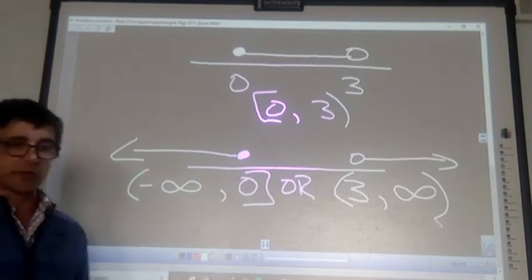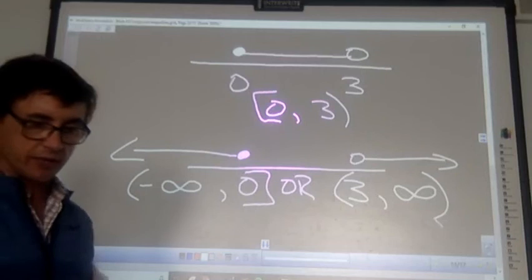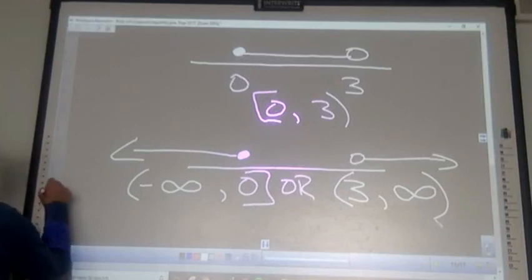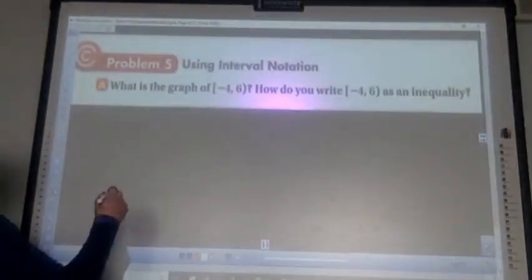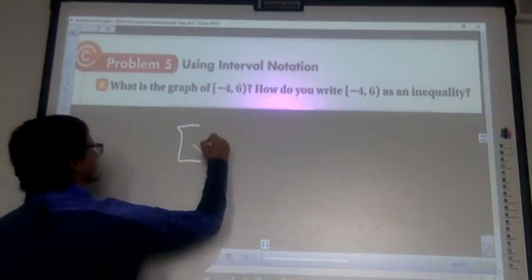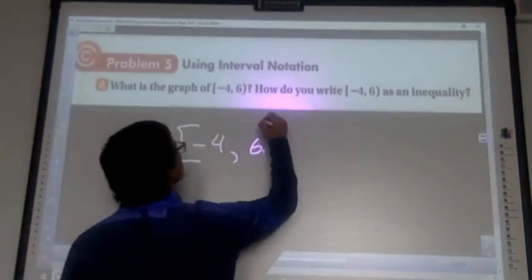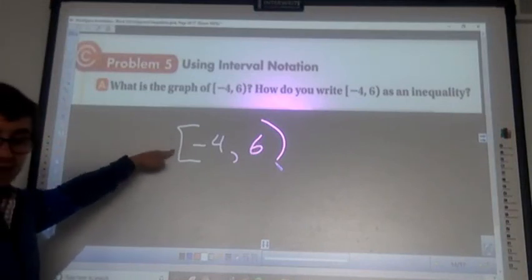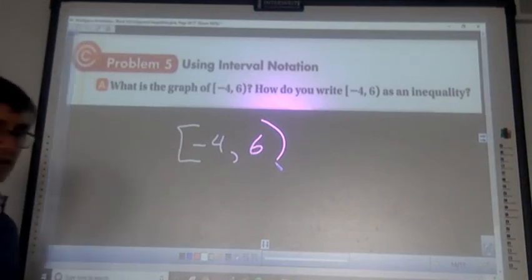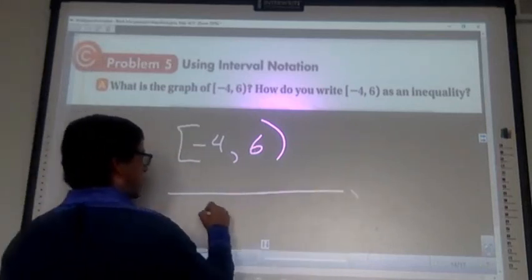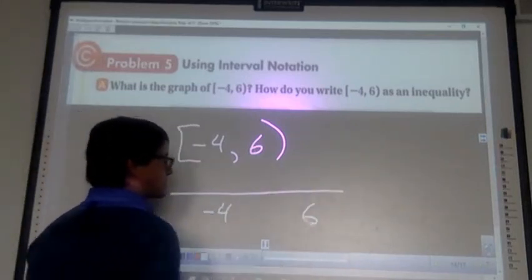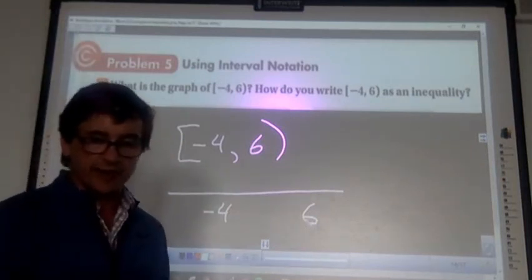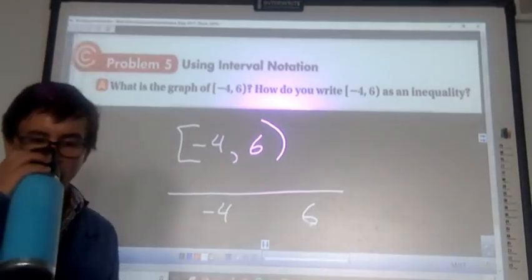So next slide, we're going to have you go the opposite direction, which is weird. So we're going to write this one. So write it as an inequality. I think it's easier if you graph it first. So if we graph that, it's -4 and 6. Is this going to be an and or an or? Answer in the chat. And or or.